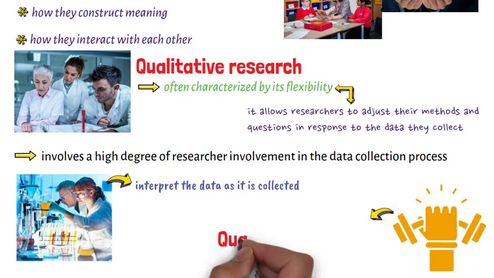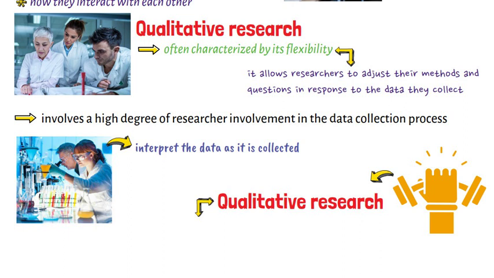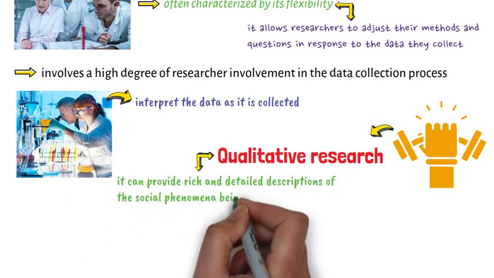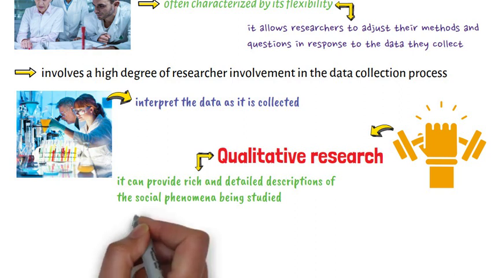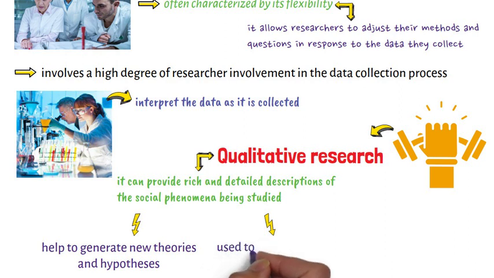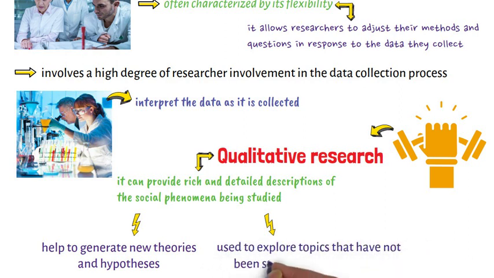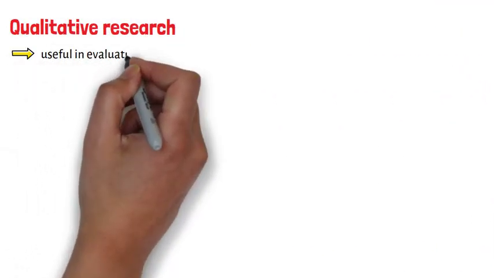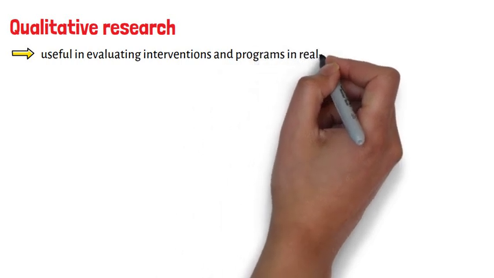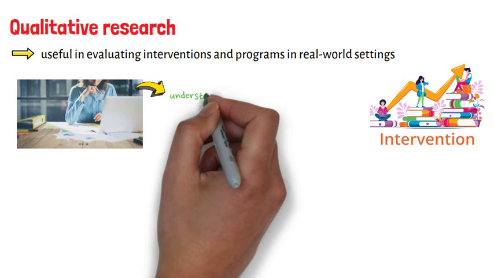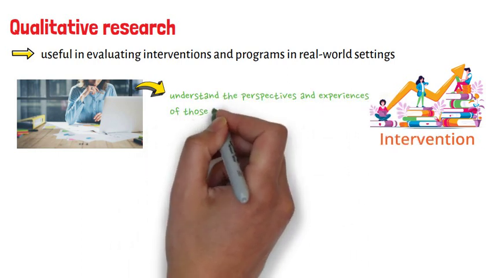One of the strengths of qualitative research is that it can provide rich and detailed descriptions of the social phenomena being studied. It can also help to generate new theories and hypotheses, and can be used to explore topics that have not been studied in depth before. Qualitative research can also be useful in evaluating interventions and programs in real-world settings, as it allows researchers to understand the perspectives and experiences of those involved.